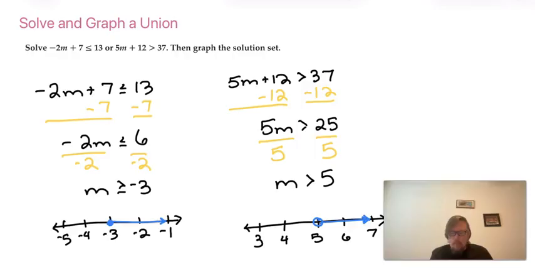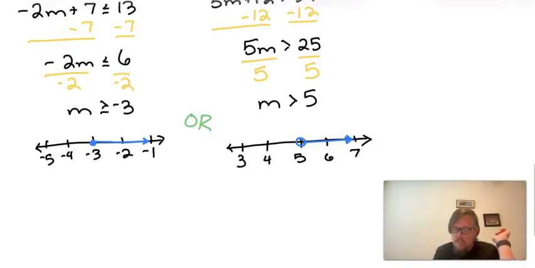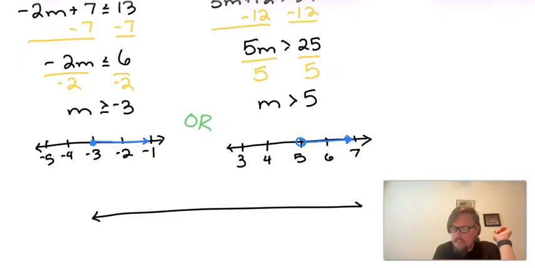Now, this was an OR problem. It's greater than or equal to negative 3, or it's greater than 5. What you will notice is that if a number is greater than or equal to negative 3, it is also greater than 5, right? If a number's greater than or equal to negative 3, that includes from negative 3 to infinity, which means it's going to pass through 5 and all the numbers that are bigger than 5. This is called a union for these numbers.